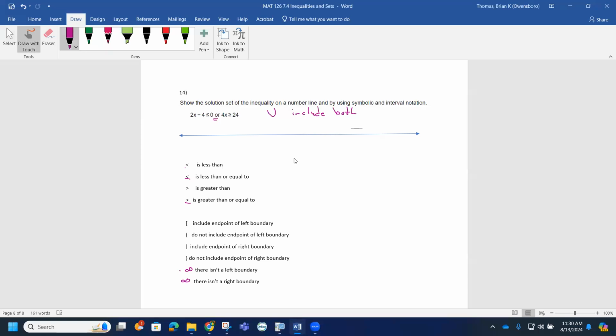So if I solve the first inequality, 2x minus 4 is less than or equal to 0, again, we can use the property of equality, add 4 to both sides. And we then have 2x is less than or equal to 4. So if I divide by 2 to make the coefficient equal to 1, this gives me x is less than or equal to 2. So that would be one of my solutions.